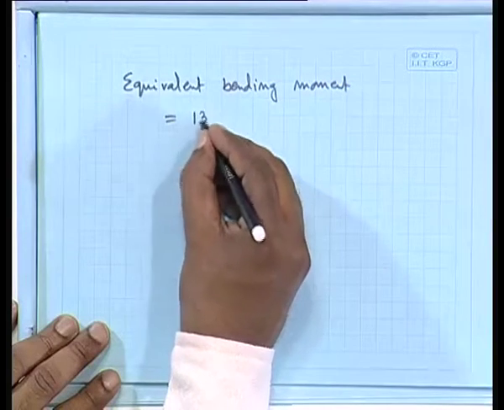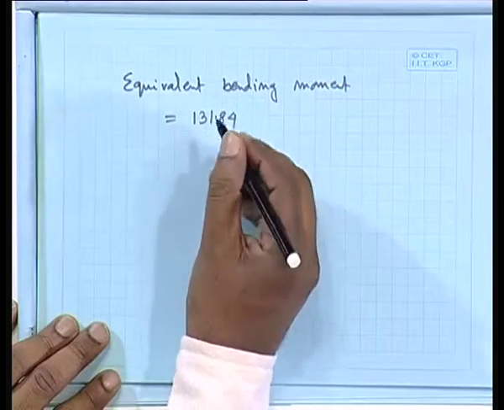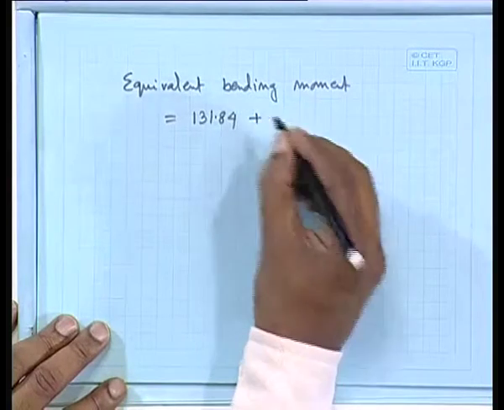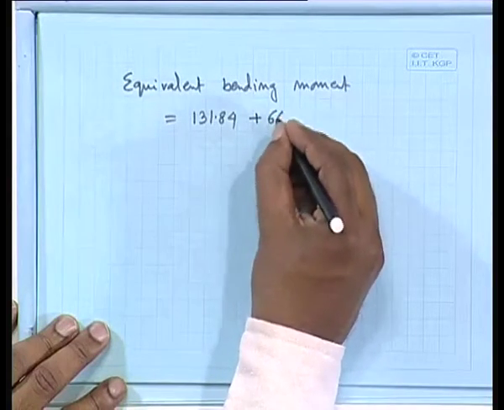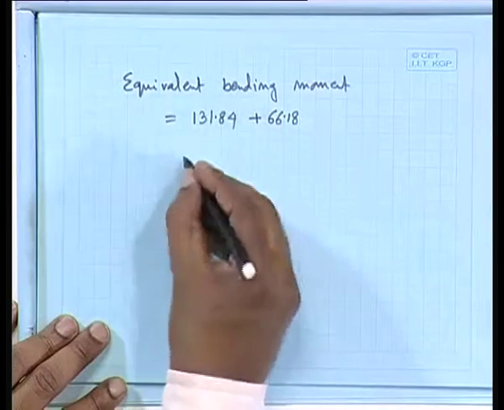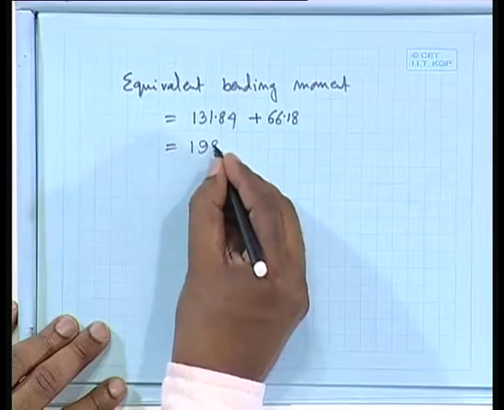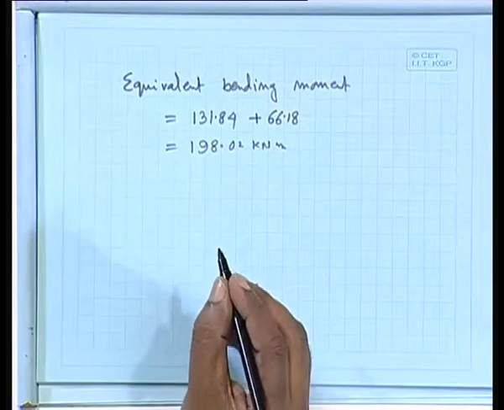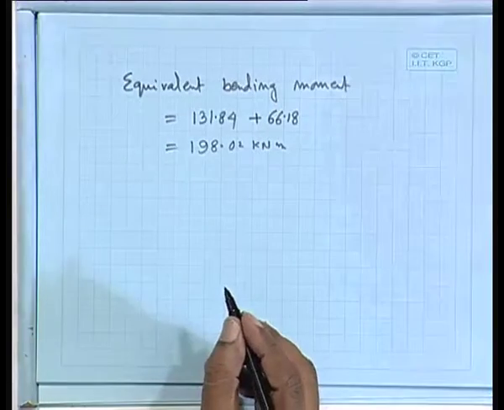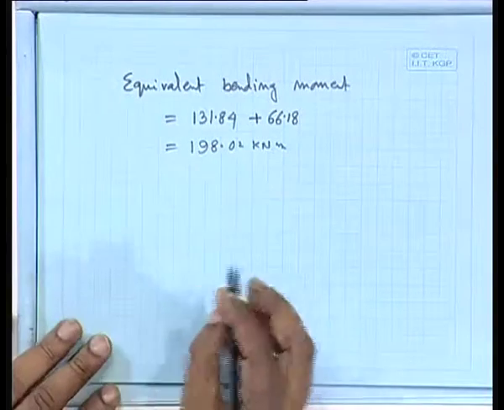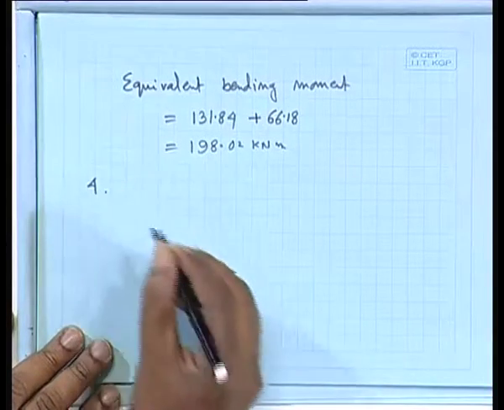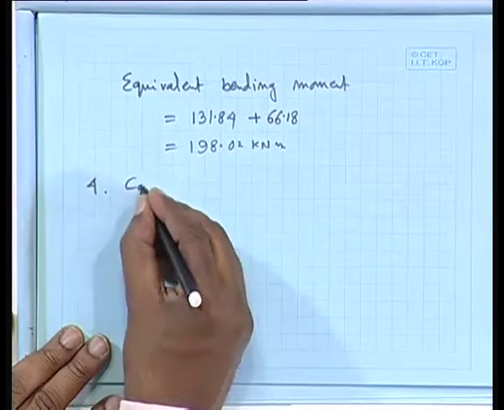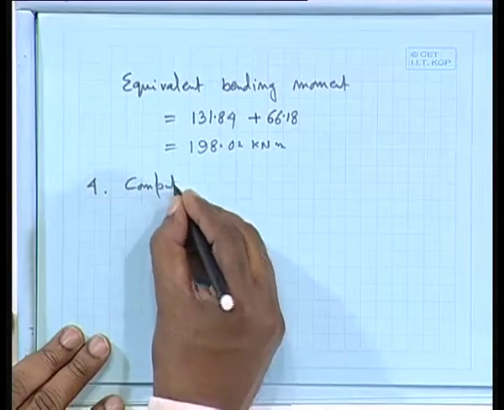Equal to 131.84, that is the AMU, we have got it due to the applied load, plus equivalent moment which is coming as 66.18, and which is coming as 198.02 kilonewton meter. Okay. So what about the effective depth? We can compute, we can check effective depth. Let us compute effective depth.